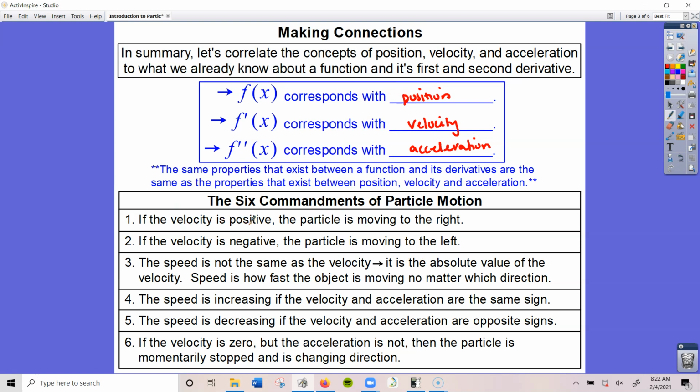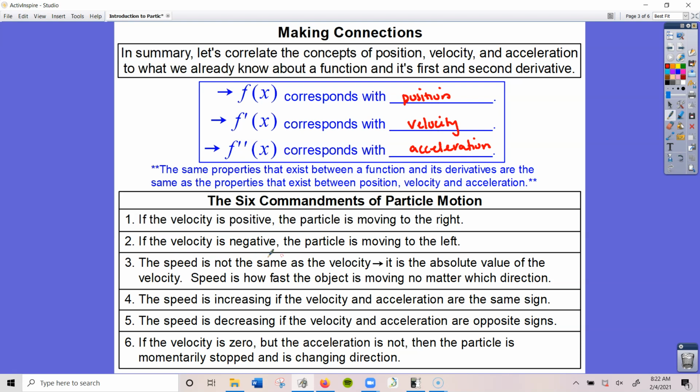If the velocity is positive, that means the first derivative is positive, and that means that the particle is moving to the right. That's because remember that with particle motion, it's talking about a particle moving along an axis, and usually it's the x-axis. But in the case if it was moving along the y-axis, then the particle would be moving up. If the velocity is negative, then that means that the particle is moving to the left.